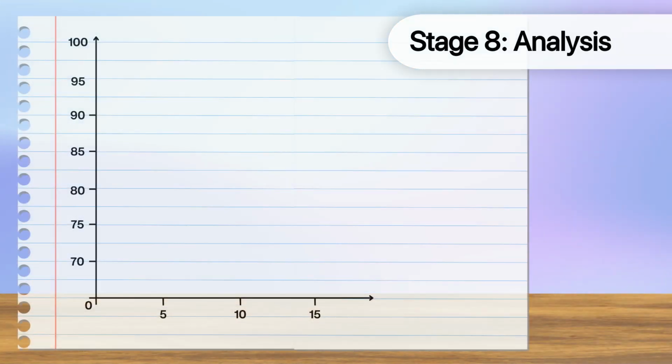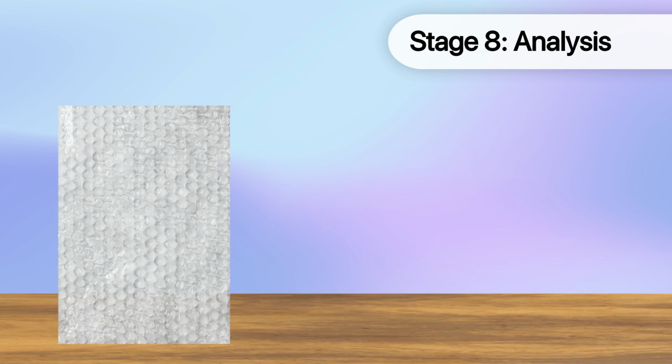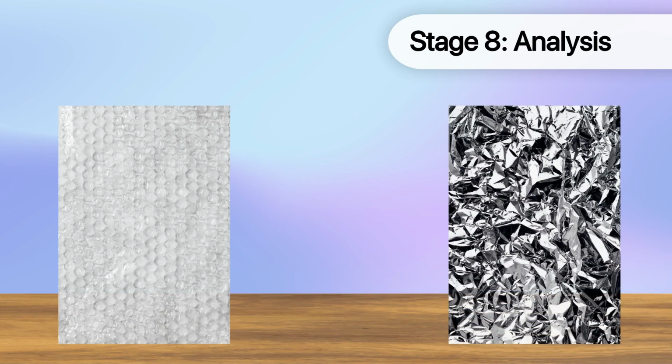Next, plot a graph with the time elapsed on the x-axis and the temperature fall on the y-axis. Your graph might look like this. This visual representation helps quickly identify which material is the best insulator and which one is the worst. The material with the smallest temperature fall is the best insulator because it indicates that less heat escaped, meaning better thermal insulation. In our case, bubble wrap is the best insulator. Conversely, aluminium foil is the worst insulator, as it has the largest temperature fall.